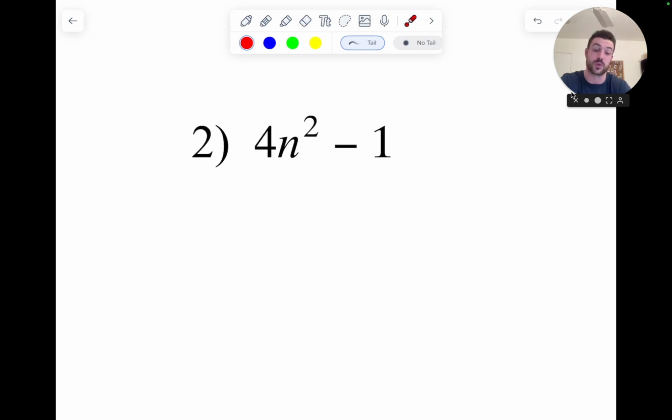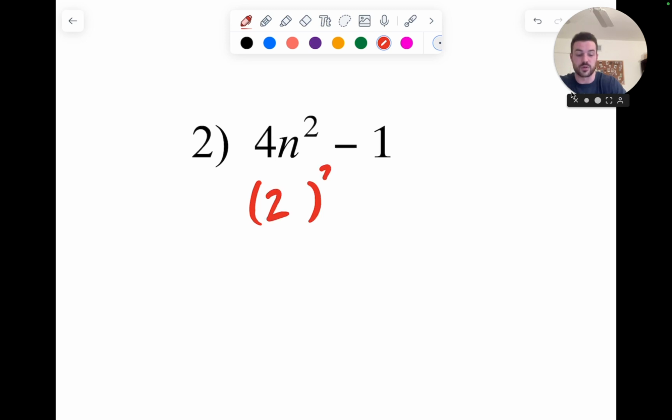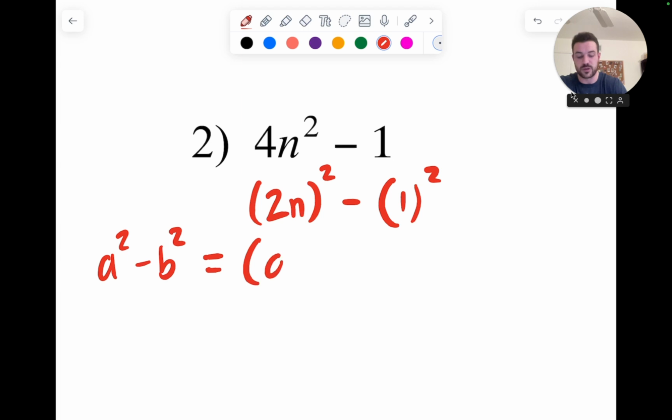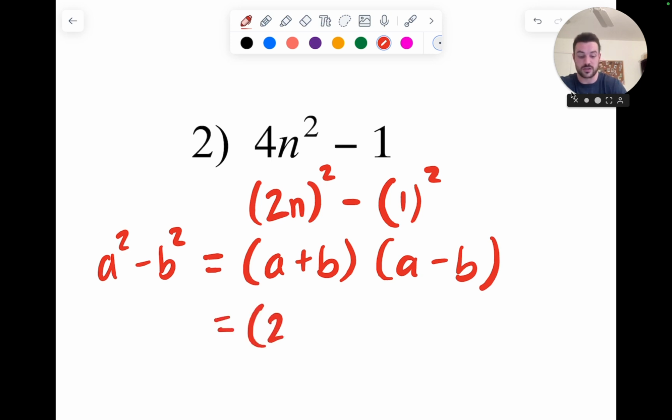4 is a perfect square. 4 is the same thing as 2 squared, but we can't forget that there's an n squared in this, so we need an n there as well. Minus our other value. How can 1 be written as a square? Well, it is 1 squared. So we have our a and our b values, our a squared minus b squared. That's going to leave us with a plus b times a minus b as our two factors. Our a value is 2n, and our b value is 1.